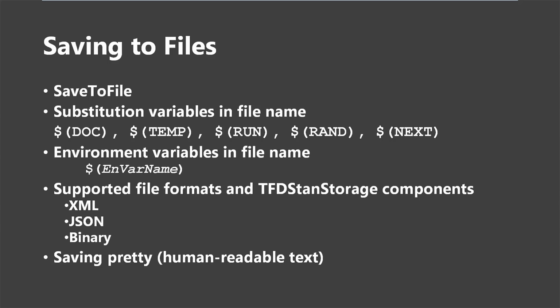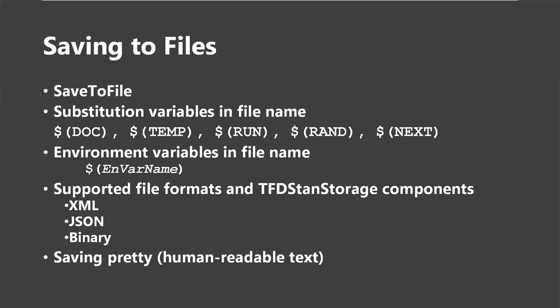Let's consider saving to files. With a FireDAC dataset, you save to a file by calling the SaveToFile method. That method takes 0, 1, or 2 parameters. The first parameter is the file name. Now this is interesting because the file name can include some very specific substitution variables, including $doc, $temp, $run, $rand, and $next. These substitution variables get expanded prior to saving the file.